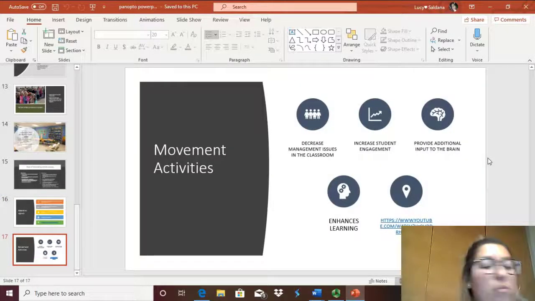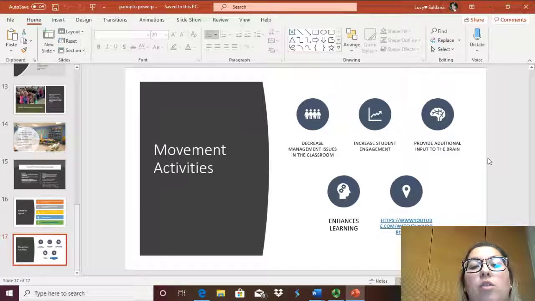The last slide talks about movement activities, and movement activities are a great way to engage students in the classroom. Movement activities help decrease management issues in the classroom. If you're having rowdy kids, maybe include a movement activity like a math movement activity, like do 5 jumping jacks or stuff like that. So the students will get back engaged with the classroom and what you're doing. This is a great way to increase student engagement in the activities happening in the classroom.